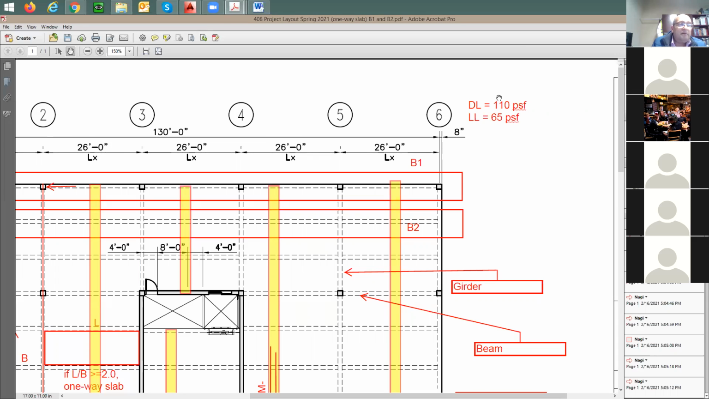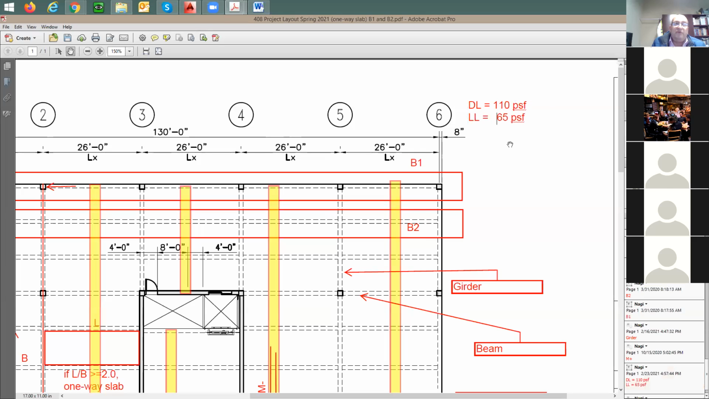Am I correct? Is everybody using the same values? Yeah. Okay. Now, I don't want anyone to use different values. Everybody's going to be using exactly these two values. Even if in your first submittal you used different values, this is what you need to fix yourself and use in any other submittal. This is going to be your dead load for the slab and live load for the slab.